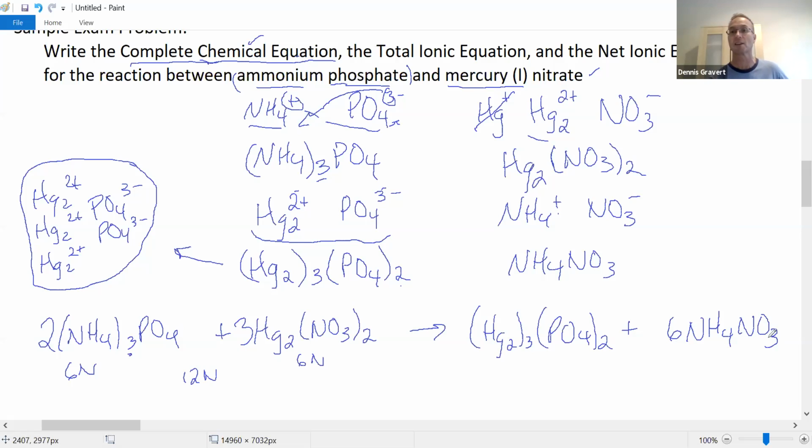Go after hydrogen or oxygen, doesn't matter which. I'm going to pick hydrogen. So it's 4 times 6 is 24 hydrogens. Yikes. On the left-hand side, no H's here. How many you got here? 4 times 3 is 12. Ooh, times 2 is 24. Phew, hydrogen is already balanced. 24 on each side.